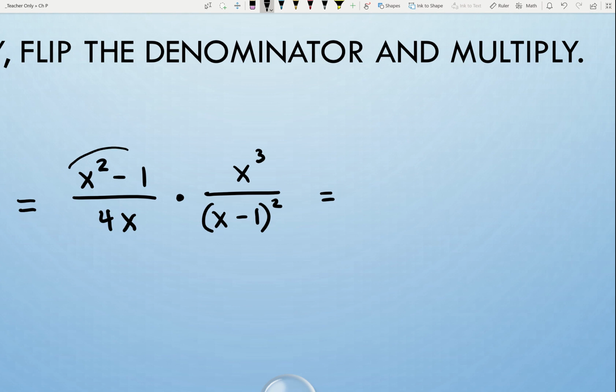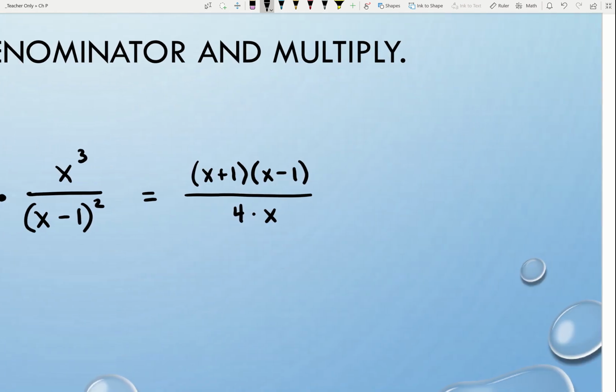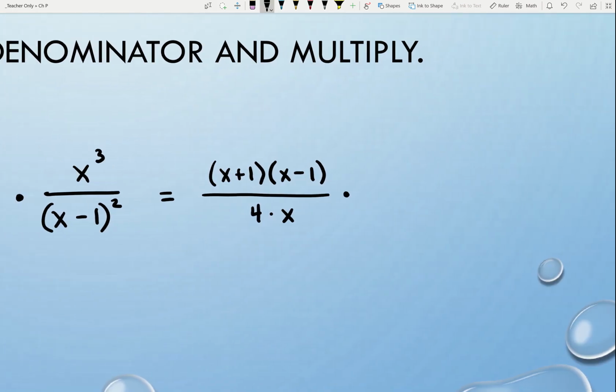So this top polynomial right here is a difference of squares, x squared minus 1. We could write that as x plus 1 times x minus 1, and then that is over 4 times x, which is the best we could really do as far as factoring something like 4x is concerned. And then we'll say times. Now that x to the third power, for purposes of this example, just to show you, I'm going to write that out using the definition of exponents. If I have x cubed, that just means I have 3 copies of x all multiplied out. And then finally, instead of writing x minus 1 quantity squared, I'm going to write both copies here.